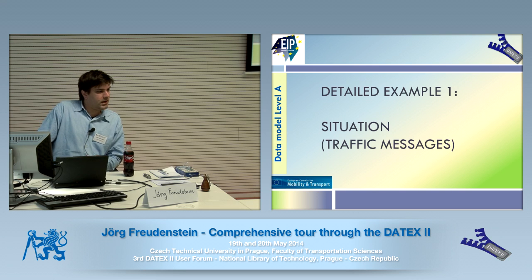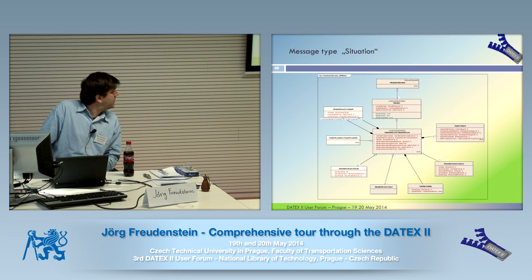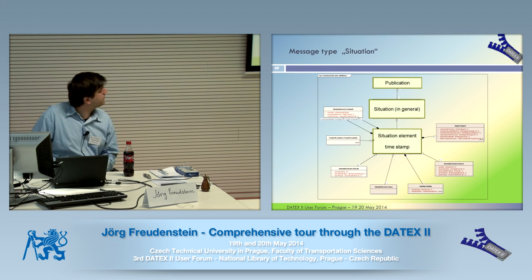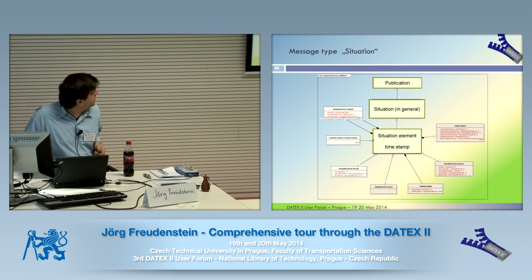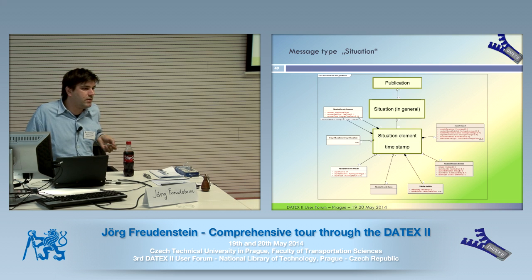Okay, now we have a look at the situation package, at the traffic messages, at all. You remember this picture, and we are talking about this situation package here. Okay, this was the last one. The situation package looks like this at the upper level. This means we have a publication, and we have unlimited situations. Here it says 0 to star, so we can put a lot of situations in such a message. And every situation message can have at least, I think, one and up to many situation elements.